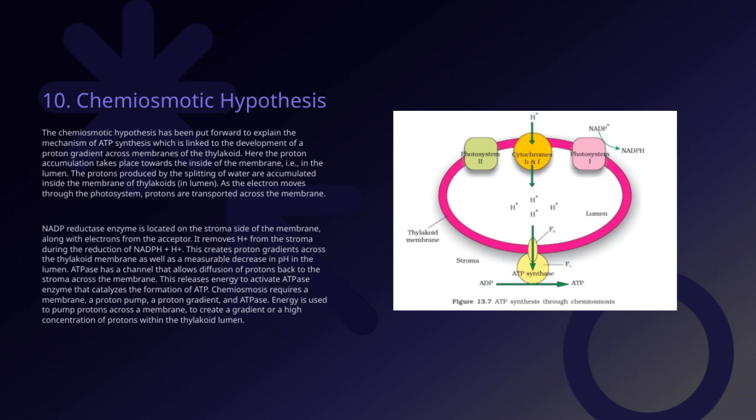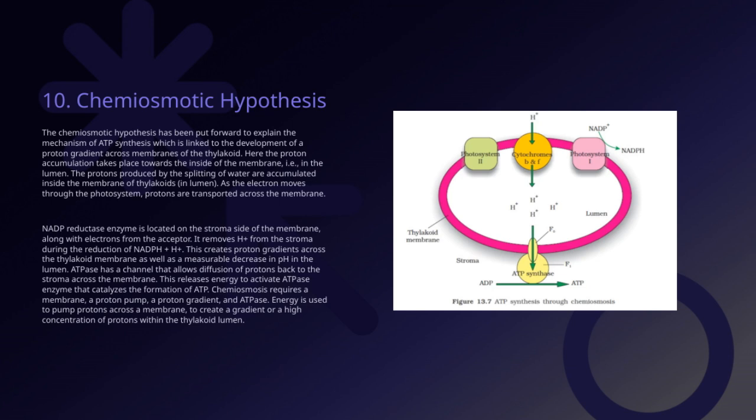The chemiosmotic hypothesis explains how ATP synthesis is linked to this proton gradient across the thylakoid membrane. Essentially, protons accumulate inside the lumen as a result of water splitting and electron transport. As electrons move through the photosystem, they help transport protons across the membrane, reinforcing the gradient. This proton buildup inside the lumen provides the potential energy needed for ATP synthesis.